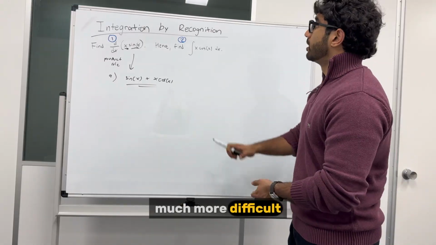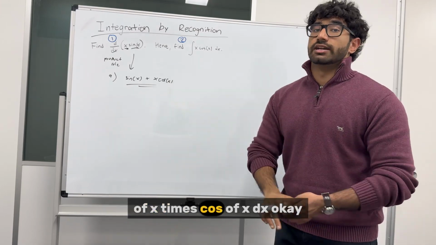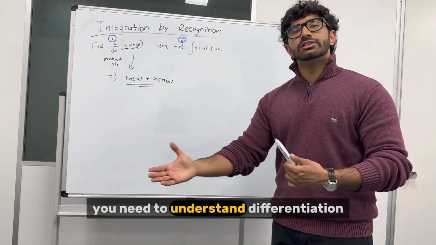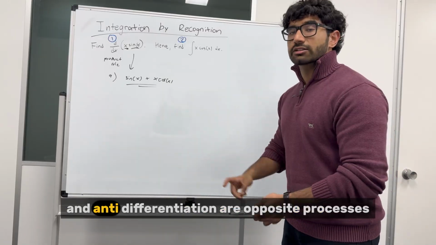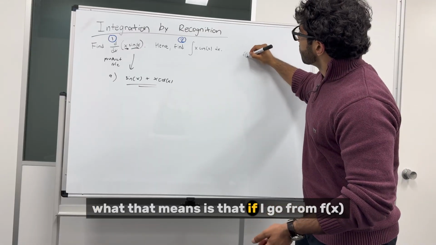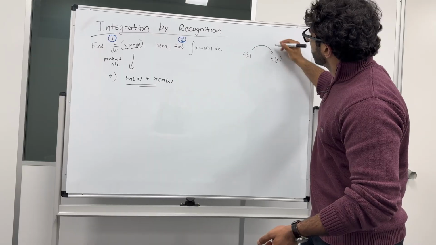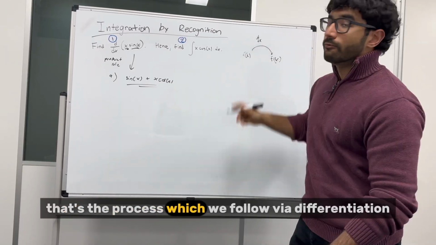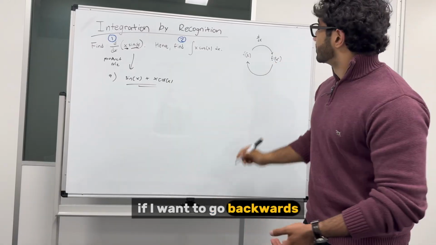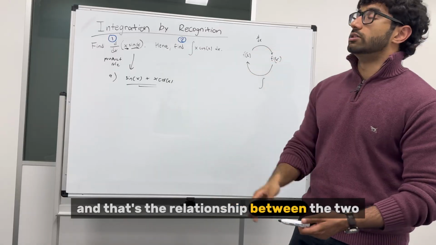Now, we're going to move on to the second part, and the one which a lot of people find much more difficult. How do we actually find the integral of x times cos of x dx, okay? Now to understand this one, guys, you need to understand that differentiation and anti-differentiation are opposite processes. What that means is that if I go from f of x over into f dash of x, that's the process which we follow via differentiation. If I want to go backwards, I would have to anti-differentiate. And that's the relationship between the two.